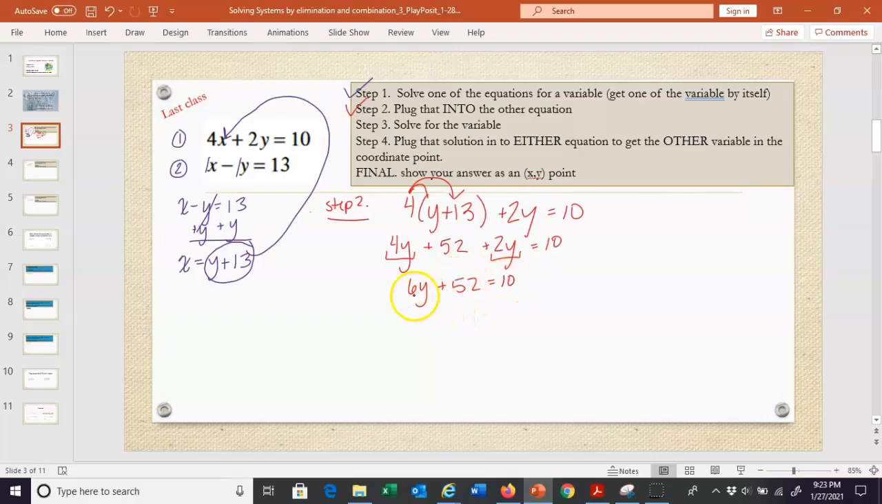I'm getting closer. We're going to get this term all by itself, so we'll subtract 52 from both sides. And lastly, this is 6 times y, so we're going to divide both sides by 6. And you get -7. So remember, the whole goal, we should probably talk about that. The goal is to figure out where these lines intersect. At what x and y value are they the same?